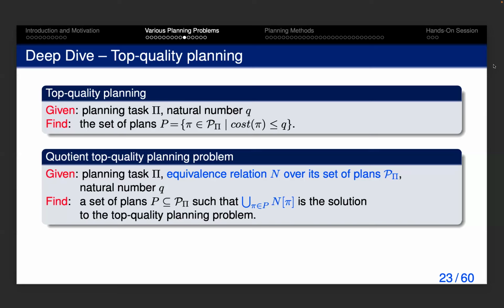I will make a side note that in practice you can actually impose two bounds, both Q and K, and then you will get your favorite pick. But that's getting ahead of myself. So, moving on to quotient top quality planning, that is the problem that should take care of the issue of indistinguishability from the application perspective. If you have an equivalence relation defined on a set of plans that tells you these two plans are equivalent, then you can take this equivalence relation and plug it into your definition, and say, okay, now we have the quality bound.